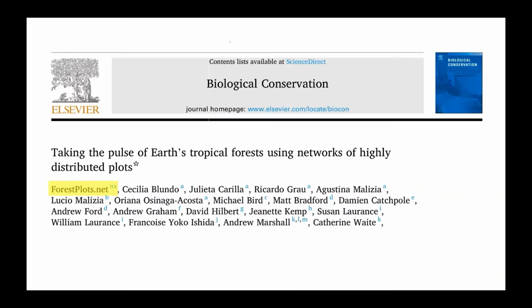All our forest data has been contributed to the global database ForestPlots, and it was used to produce this very nice paper that presents our current knowledge on tropical forest responses to global environmental change. By contributing our data to ForestPlots, we're ensuring data quality, safe storage, and sharing our data with larger research initiatives.